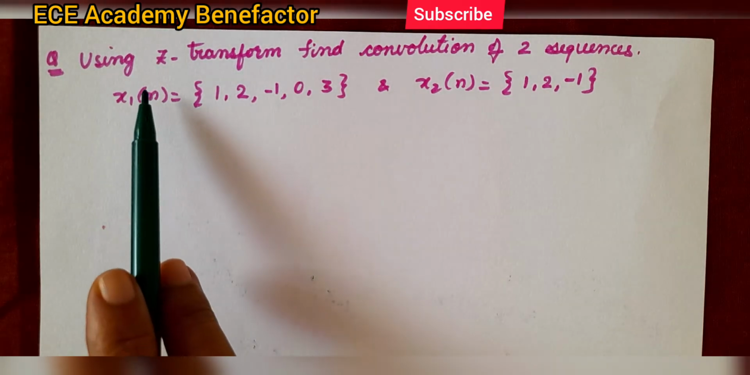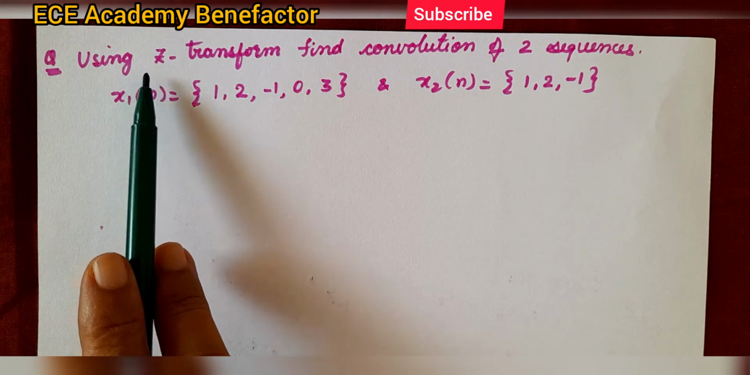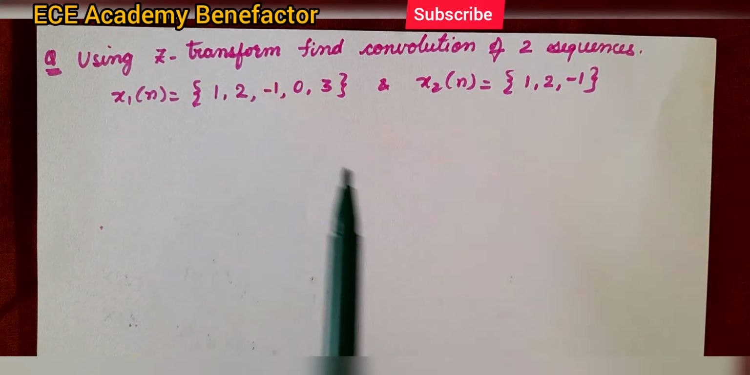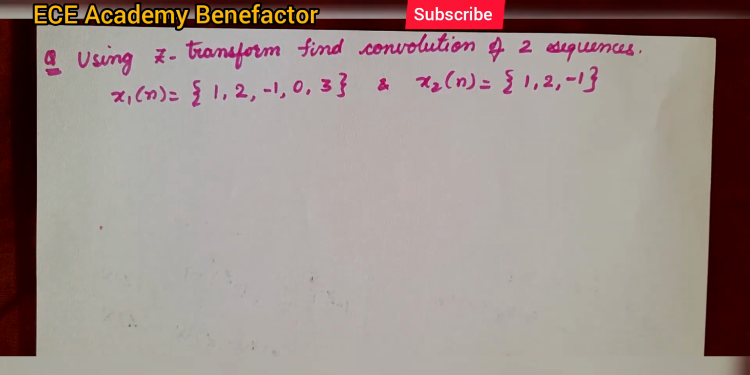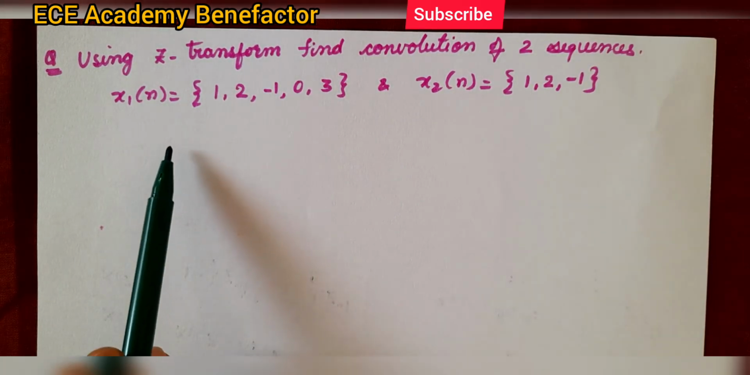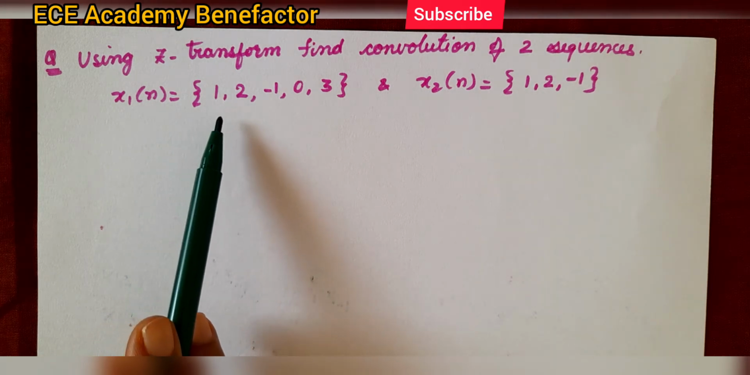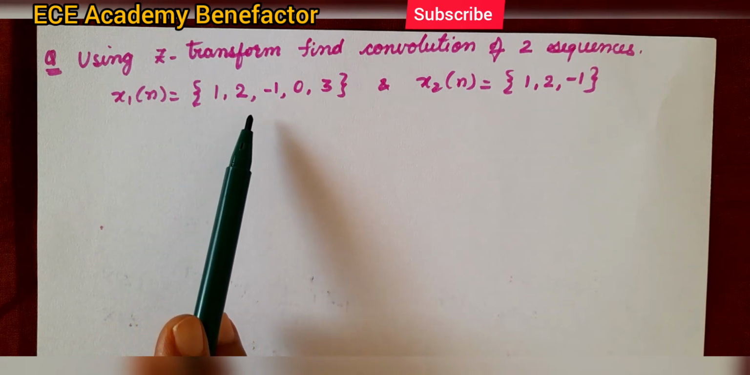The given problem is: using Z transform, find the convolution of two sequences. The two sequences given are x1 of n is equal to 1, 2, minus 1, 0, 3 and x2 of n is given as 1, 2, minus 1.